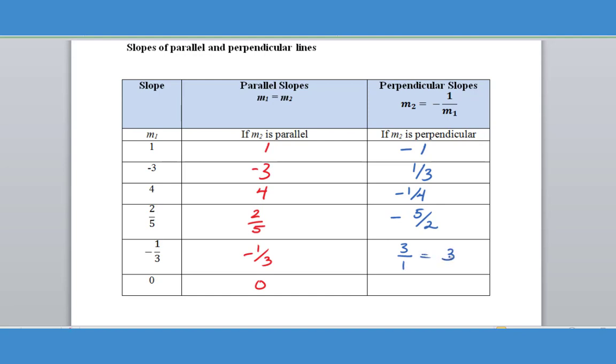And then the last one is 0. Now, this is the tricky one, because the reciprocal of 0 is not 0 over 1. If we recall, if it's a slope of 0, we're dealing with a horizontal line. So now, if we're taking the perpendicular to a horizontal line, we're dealing with a vertical line, and we know that the slope of a vertical line is undefined. And so it's a tricky little one, and it's a very important one for you to know.